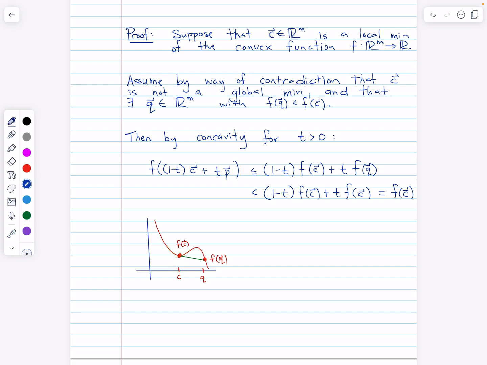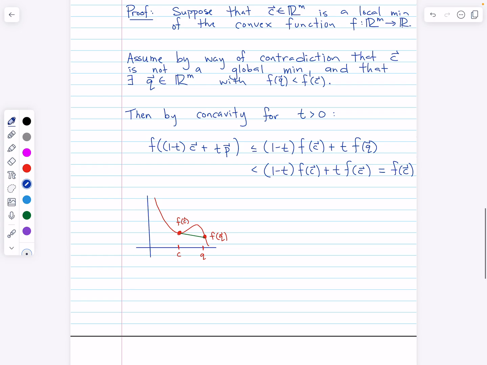So to get to that contradiction, now let's let p of t be the point 1 minus t C plus t Q. Okay, so this is just a point on the line. This is just a point on the line between C and Q. So this kind of lives in our domain.